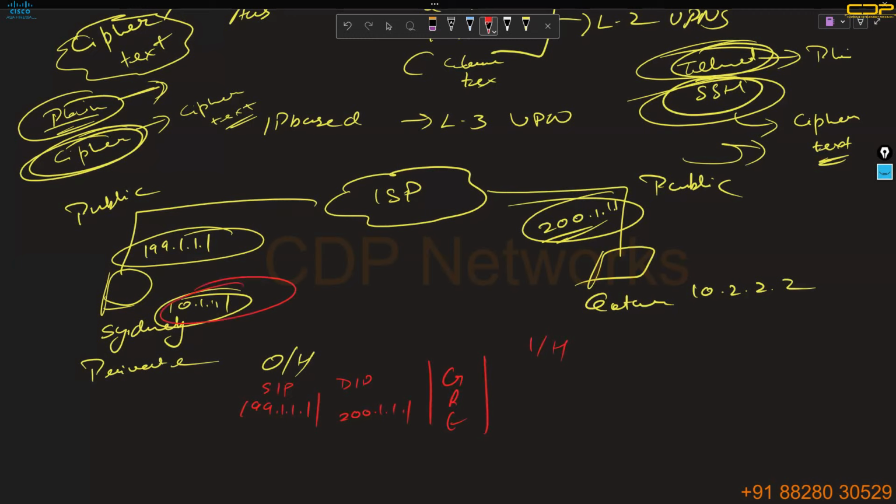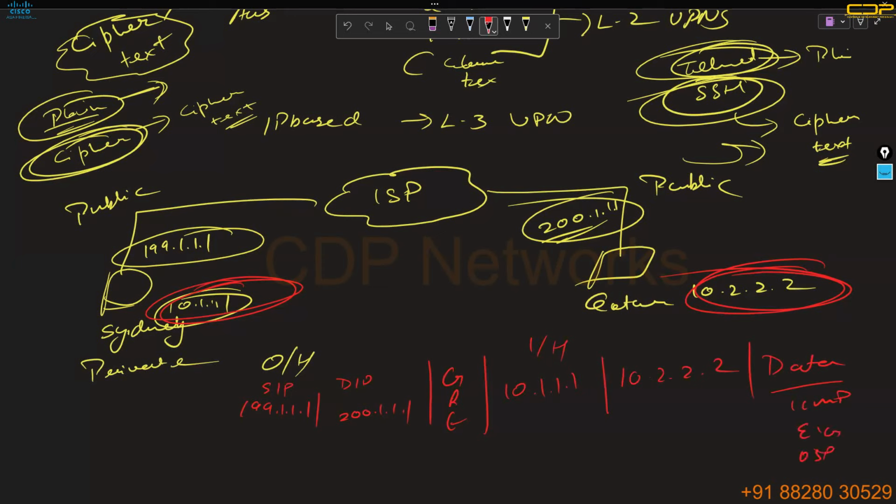Inner header. In the inner header, what will I have? Suppose I'm pinging from these two private IPs, 10.1.1.1 and 10.2.2.2. So in the source IP of the inner header I will have 10.1.1.1, and here I will have 10.2.2.2. Then I will have my payload. This payload can be ICMP. If I'm using some dynamic protocol, then we have EIGRP, OSPF, anything can happen.